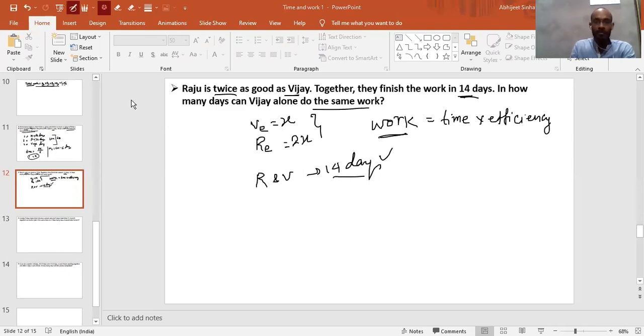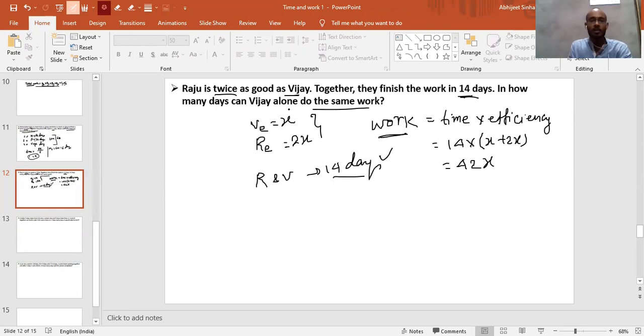42. 42 times of x. Yes, exactly. All of you are getting 42. Very good. So the work here is 14 as the time, and the efficiency, because they are working together, is x plus 2 times of x, which is 3x. So the work is 42 times of x.